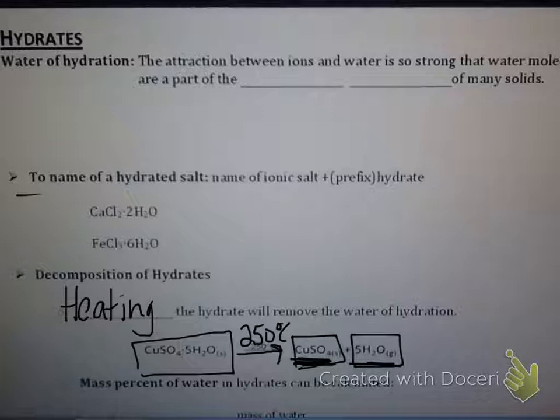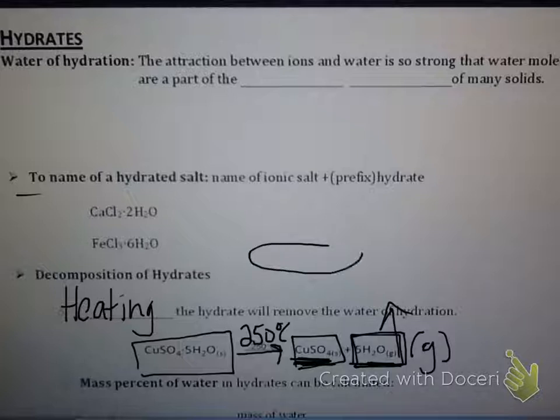What we can do is calculate by the change in the mass of the salt, because when the water is removed from the salt, the water will be very hot. It will be in gaseous form. So that water can evaporate away.